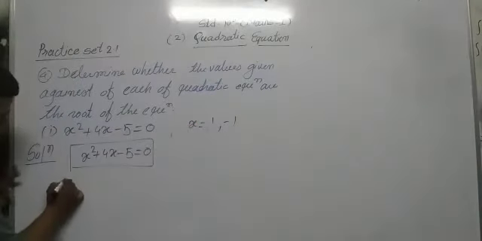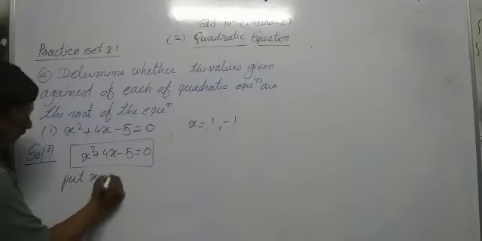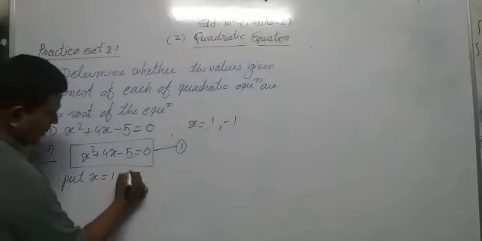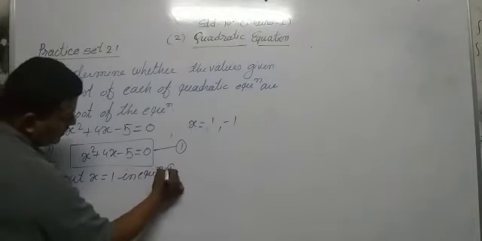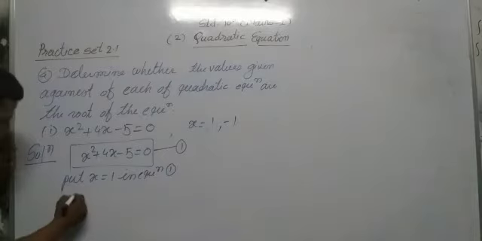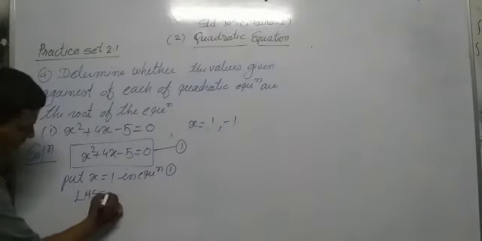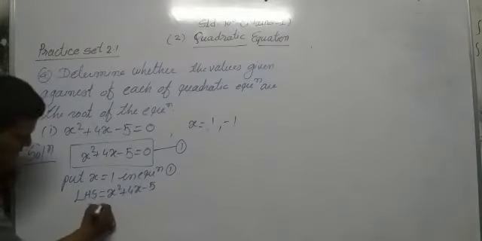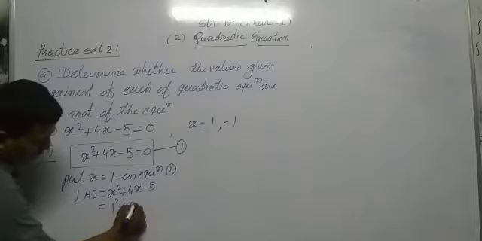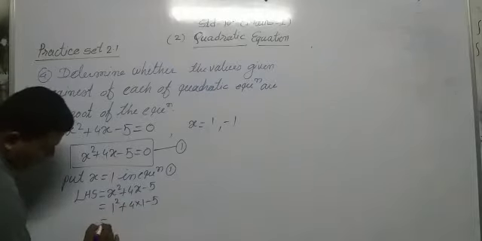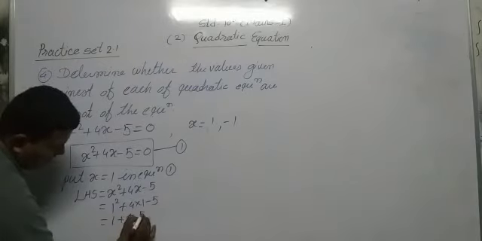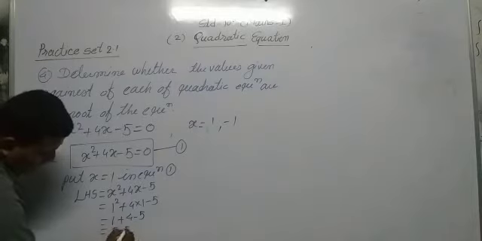x equal to 1. Put x equal to 1. This is my equation number first. Put x equal to 1 in equation 1. We get the LHS now. What is LHS here? x square plus 4x minus 5. Put now 1 square plus 4 into 1 minus 5. 1 square is 1 plus 4 minus 5. Now 5 minus 5 is equal to 0, equal to the RHS.